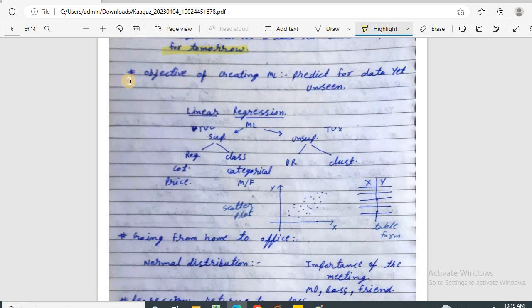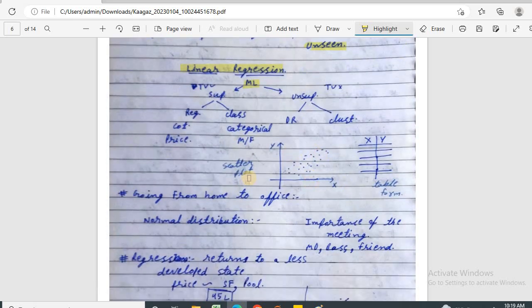What is the objective of creating a machine learning model? Our main objective is to predict for data yet unseen. So we want to predict for data which is yet unseen. So we have linear regression, and in linear regression, our machine learning, this I already explained.